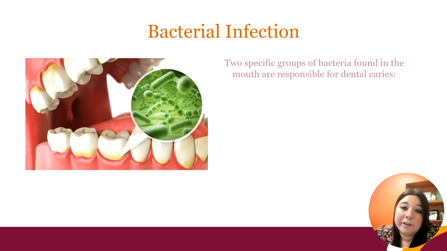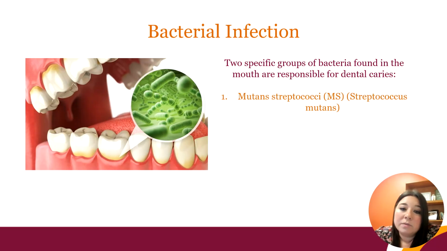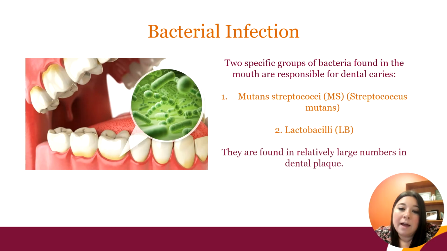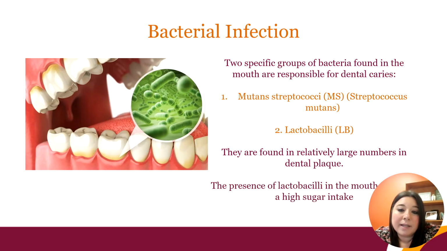So first, bacterial infection. This is how decay forms. It's a bacterial infection. So there are two specific groups of bacteria found in the mouth that are responsible for dental caries. The first one is mutans streptococci, or MS, and the second one is lactobacilli. They are found in relatively large numbers in dental plaque. And the presence of lactobacilli in the mouth usually results from a high sugar intake.